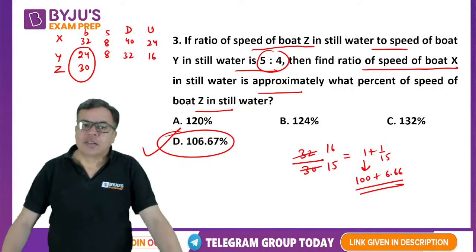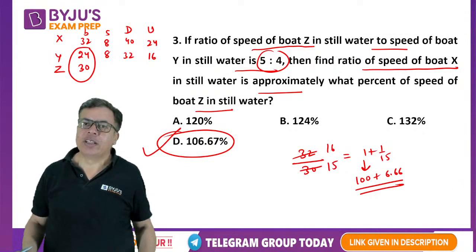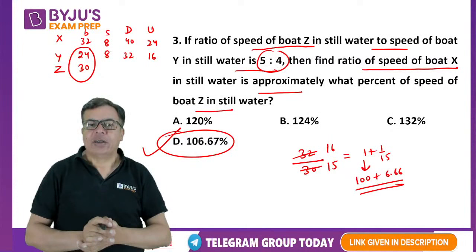Right? Okay, the question was very easy. Only thing is the length of the question. Right? He made a story out of it. Right, there is a boat X, there is a boat Y, there is a boat Z, but all the things were very easy.